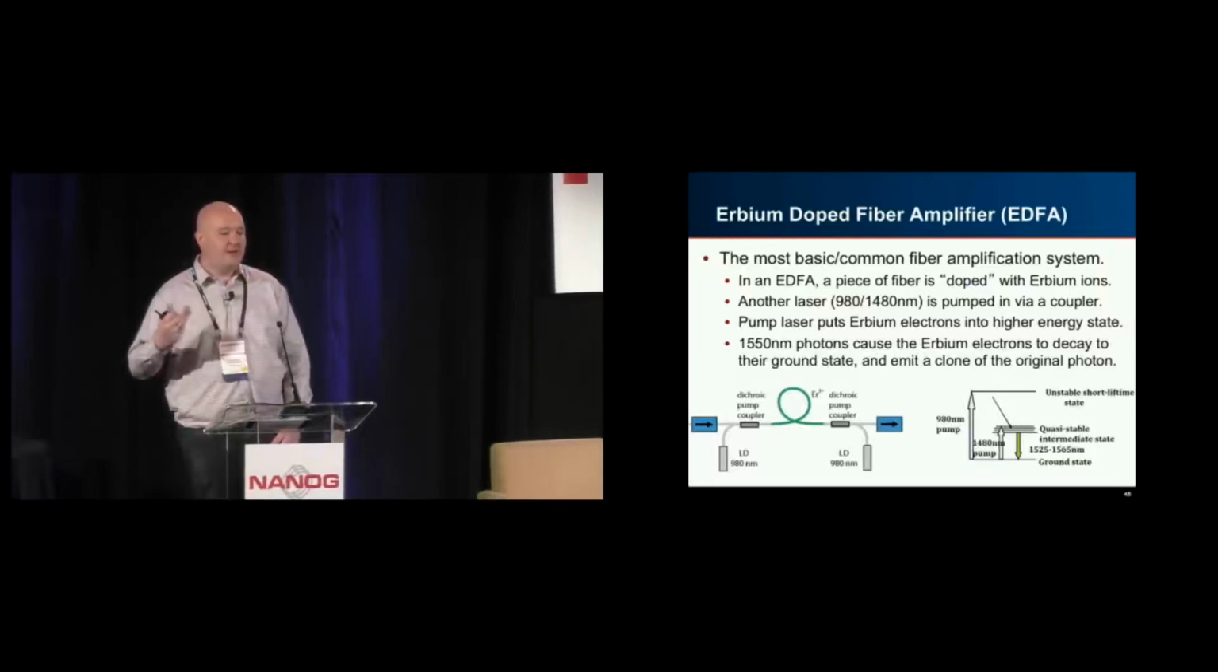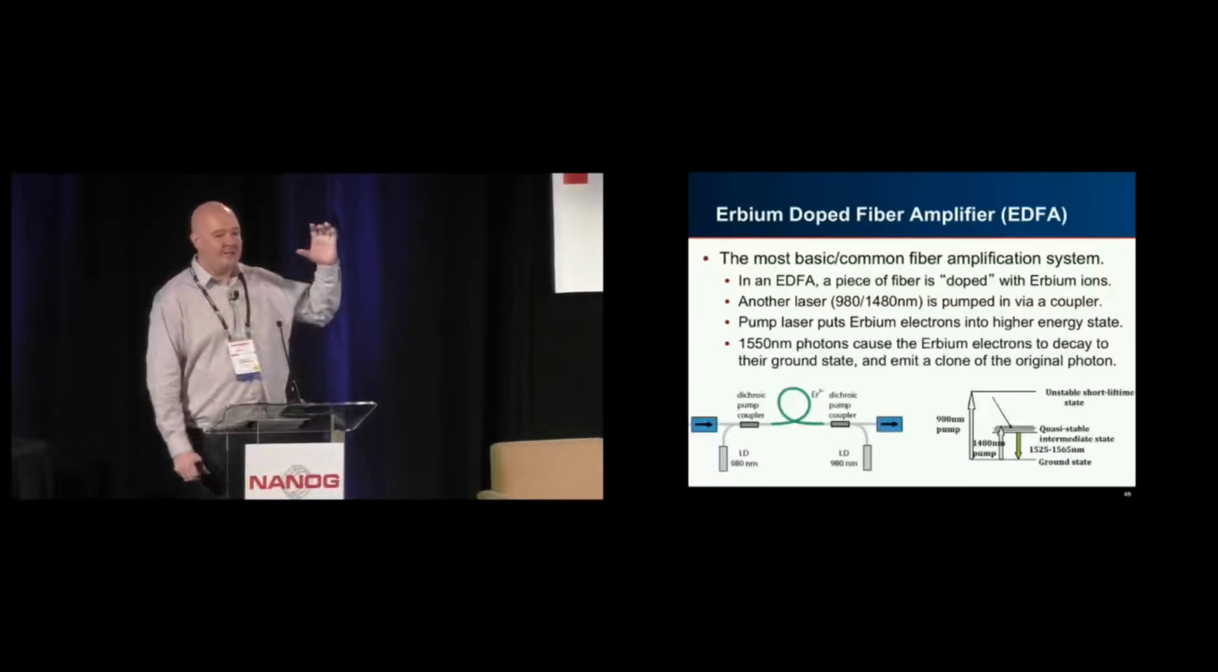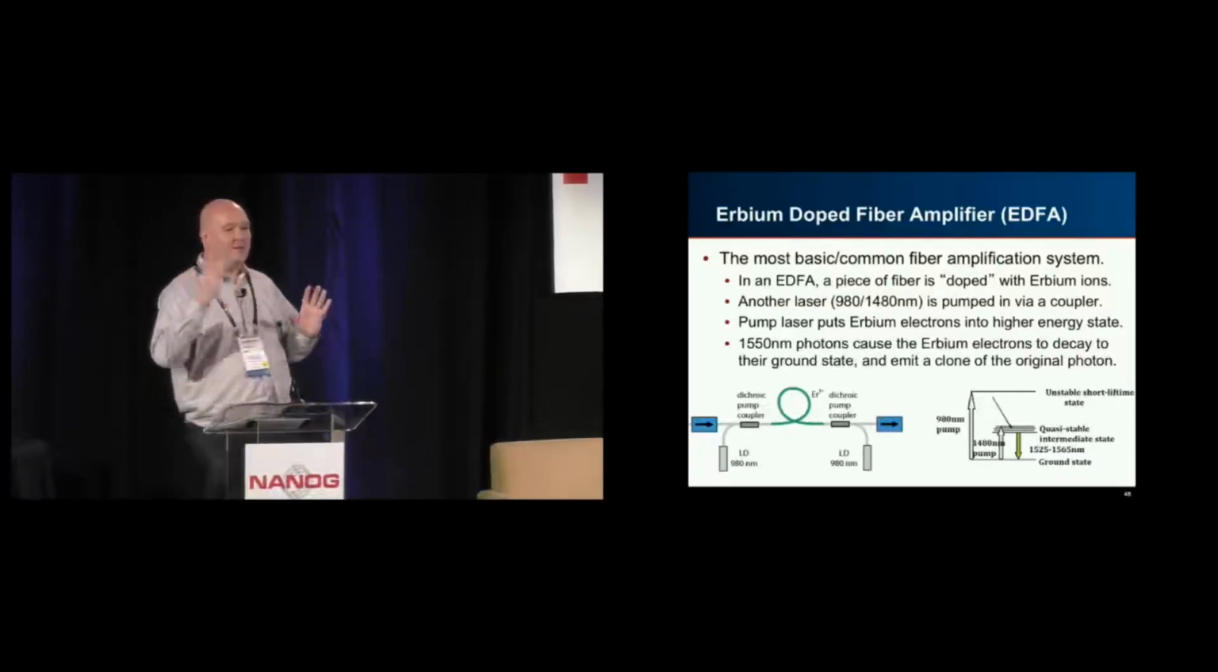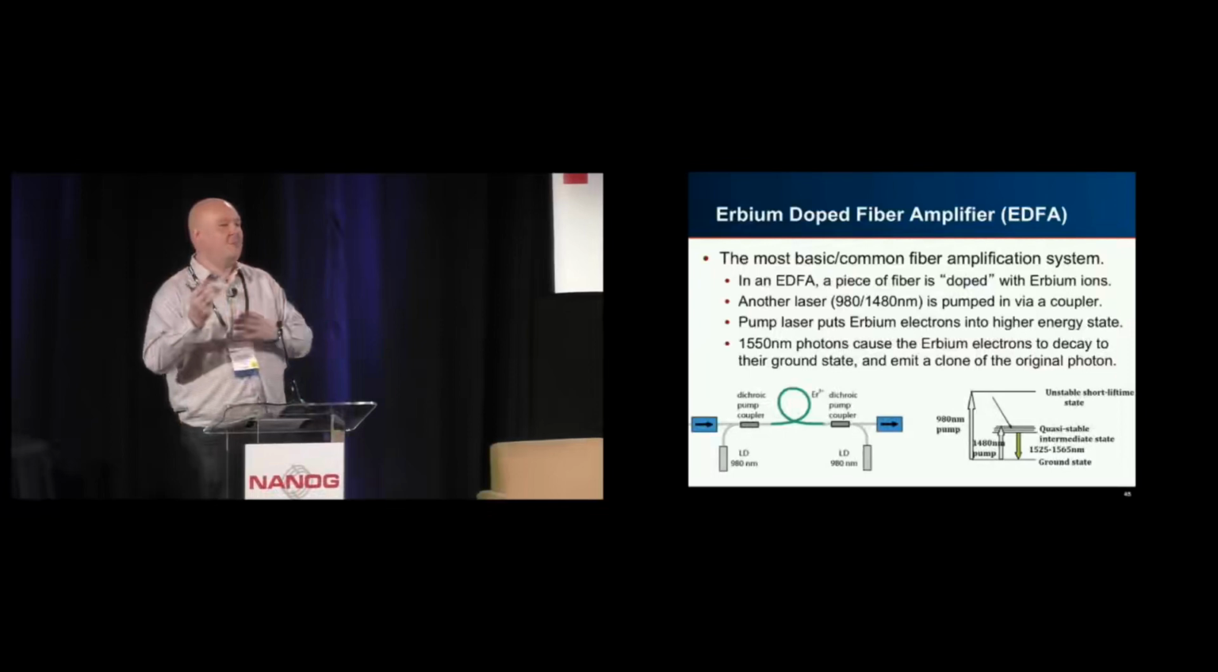When that pump energy comes in, it excites these erbium electrons. They move into a higher energy state. And then when you have a 1550 nanometer, the C-band colored photon, come along and hit one of these excited erbium ions, that electron jumps to a lower state and it simultaneously emits a clone of the photon at the same frequency, in the same direction, with the same properties. So you've made the signal brighter.